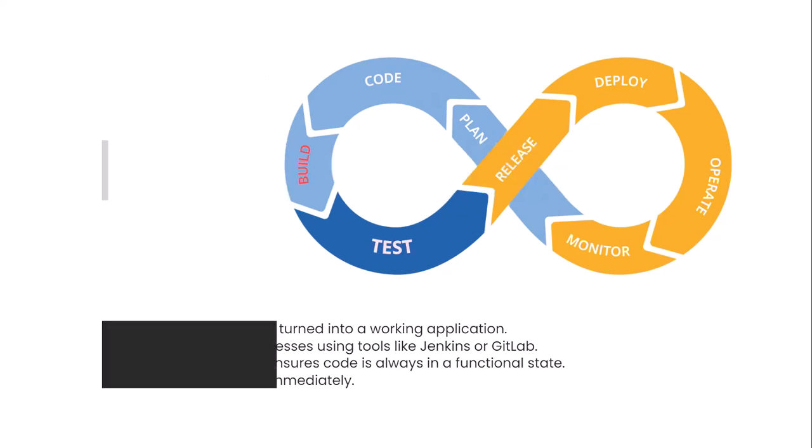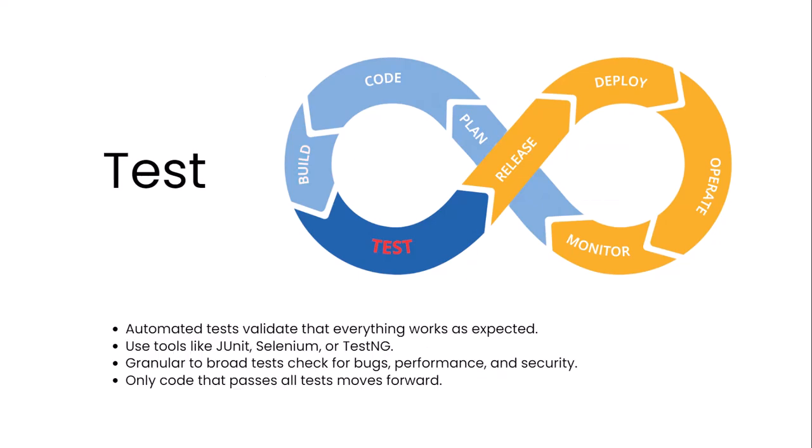After the code is built successfully, we move into the test phase. This is a crucial part of CI because it's where we validate that everything works as expected. Automated tests run to catch bugs and prevent broken code from moving forward in the pipeline. But how does this really work? In CI/CD, automated testing tools like JUnit, Selenium, or TestNG run tests on the code every time it's built. These tests check for things like functional errors, performance bottlenecks, and security vulnerabilities.